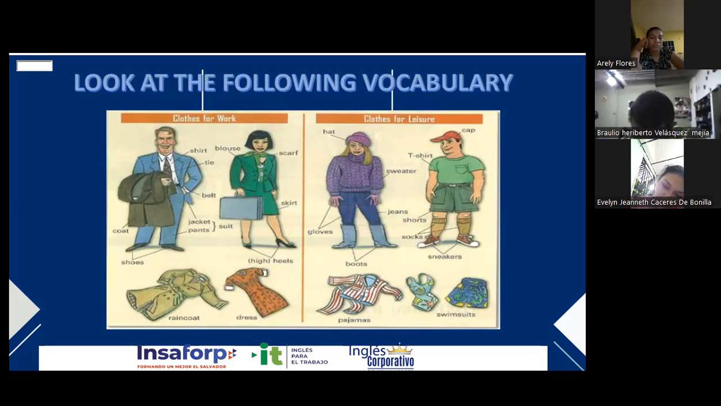The socks, que son los calcetines. And the sneakers. Sneakers is a type of shoes that is like for sport. En este caso, pues los sneakers son los zapatos como tenis. Nosotros los llamamos tenis o deportivos. No son ni casuales, sino que son como deportivos. Entonces, a eso se le llama sneakers. Aquí nosotros, la gente le dice así, right? Hey, qué bonitos tus tenis. Pero no tendrían que llamarse tenis.